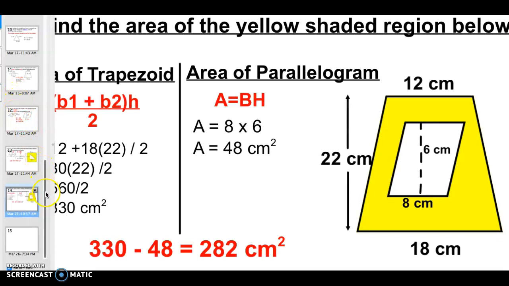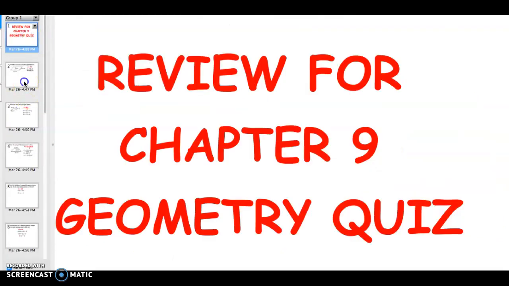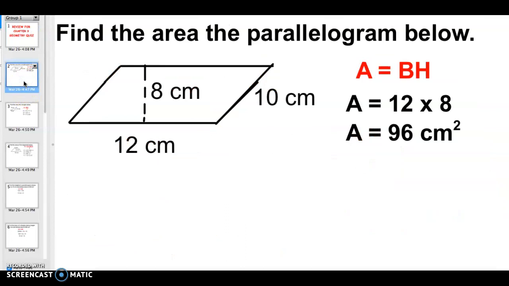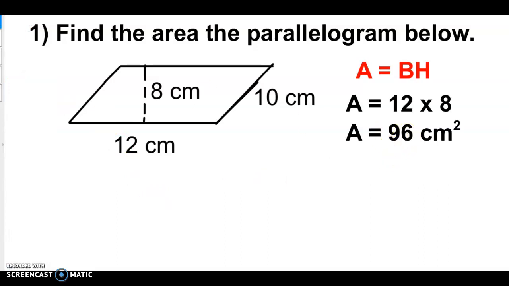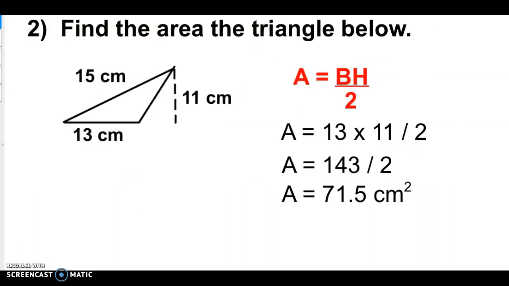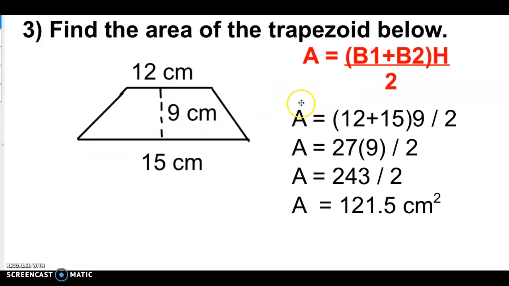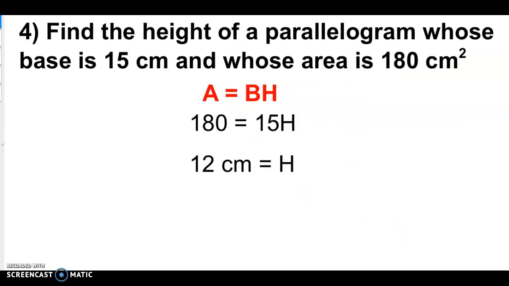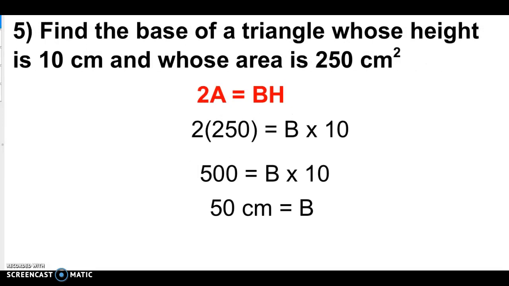So actually what I'm going to do for you is go back to the beginning and just review a little bit. Some of you might not have written down all these answers on your paper. So the first one, number 1, the answer was 96. Number 2, the answer was 71.5 centimeters squared. Remember, the height is the dotted line. Number 3, I used my formula for the trapezoid. I got 121.5 centimeters squared. Number 4, I got 12 centimeters is my height. Number 5, I got 50 centimeters for my base. Hit pause on any one of these if you feel like you need to go back and review it again.